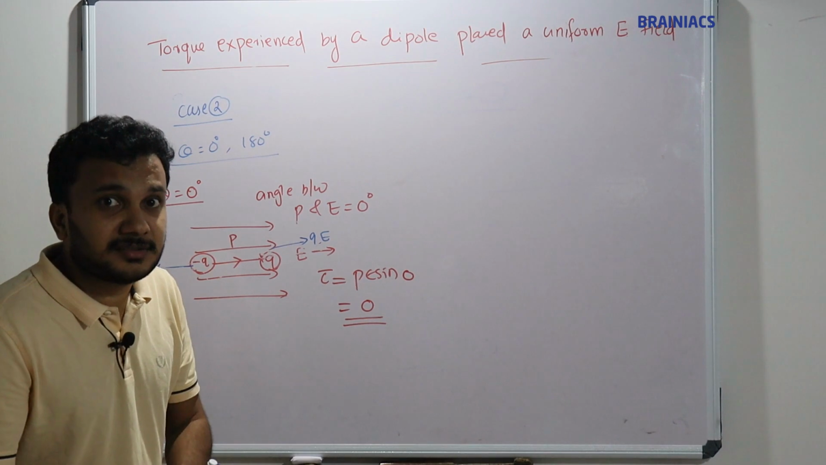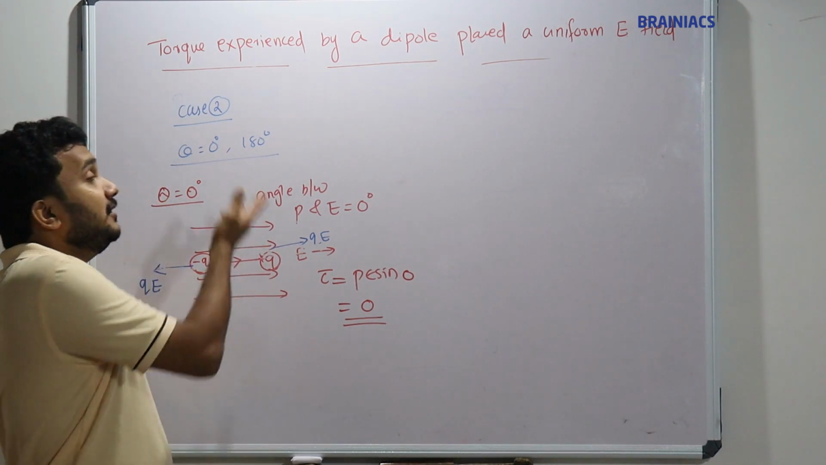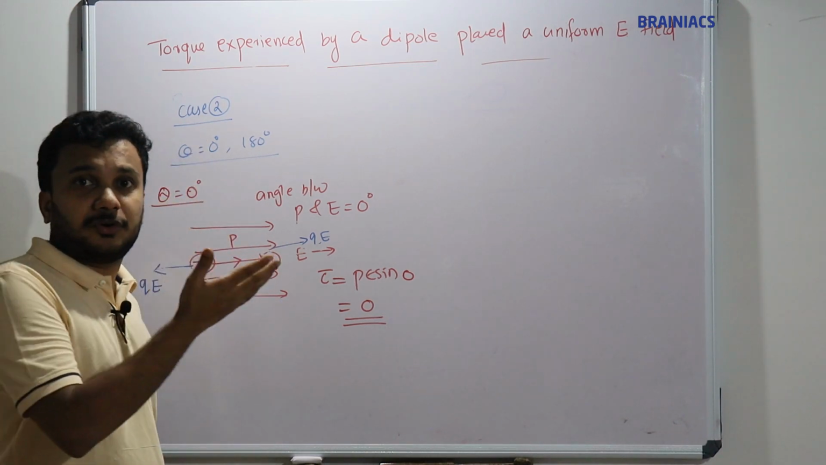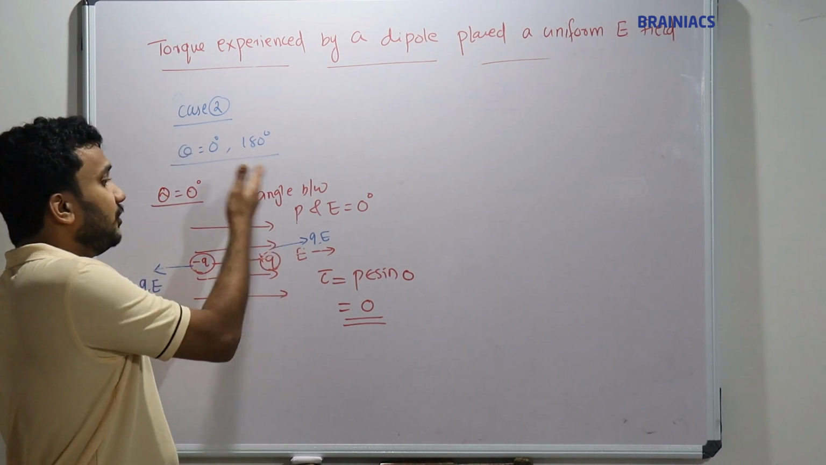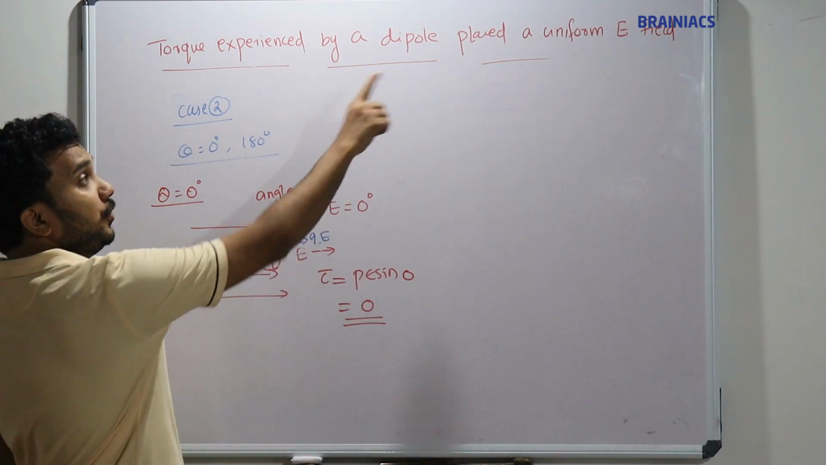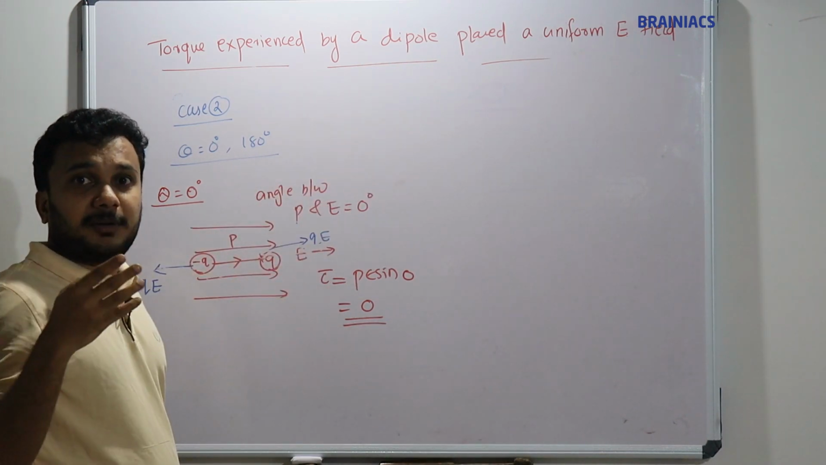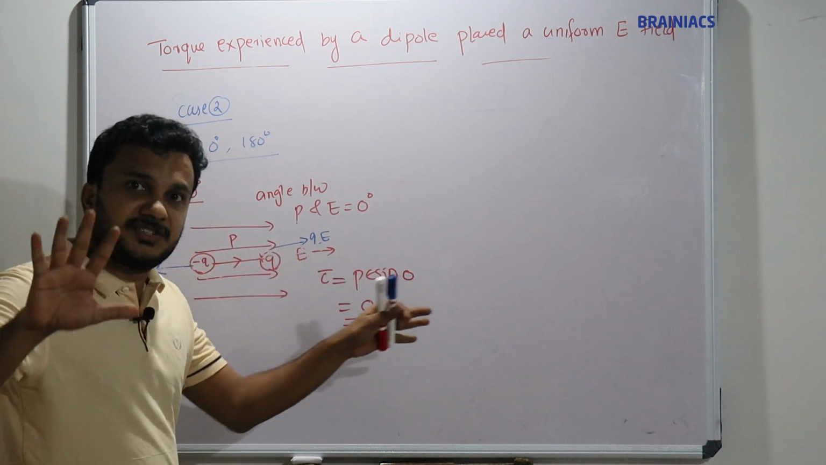But torque may or may not be 0. In the theta equal to 90 degree and theta equal to 270 degree cases, we got torque equal to PE and torque equal to minus PE. But here we got torque equal to 0. So, important point: in a uniform magnetic field, torque may or may not be 0, but force is always 0.